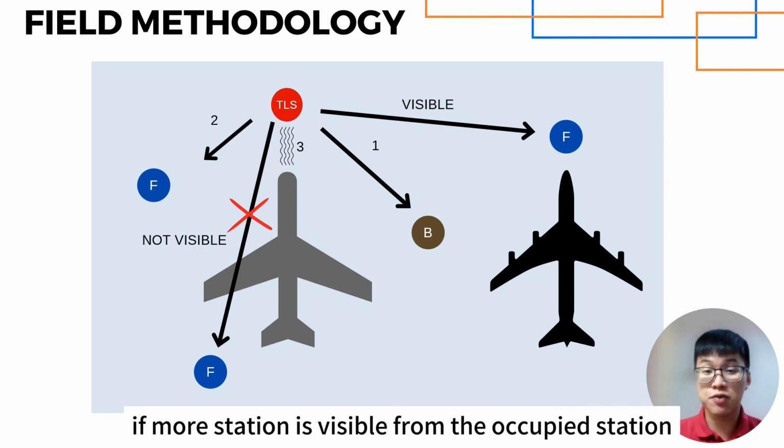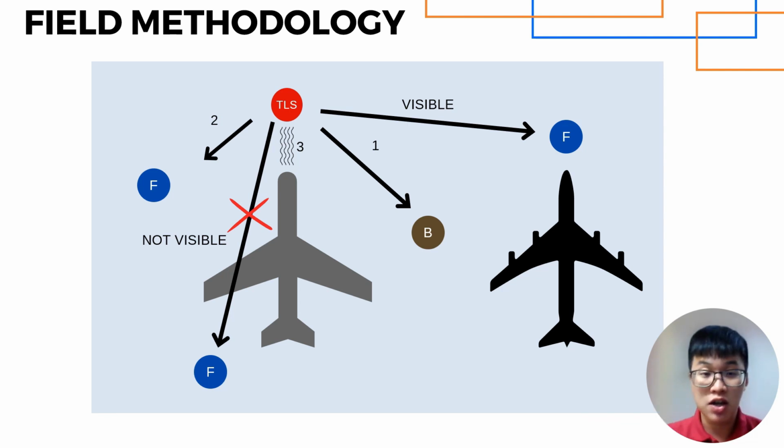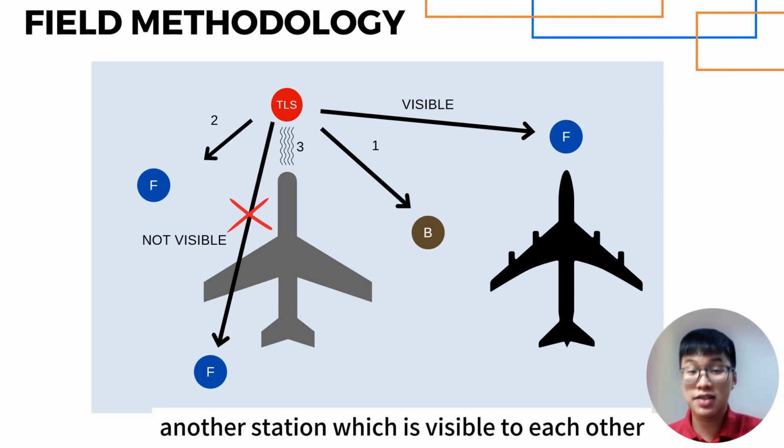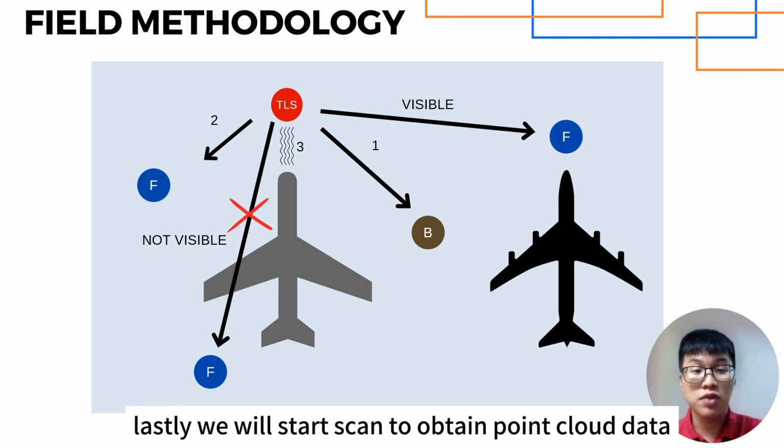If more stations are visible from the occupied station, we can perform target scans as well, but if not visible, we are required to move the TLS to another station which is visible to each other. Lastly, we will start scanning to obtain point cloud data of the surroundings.